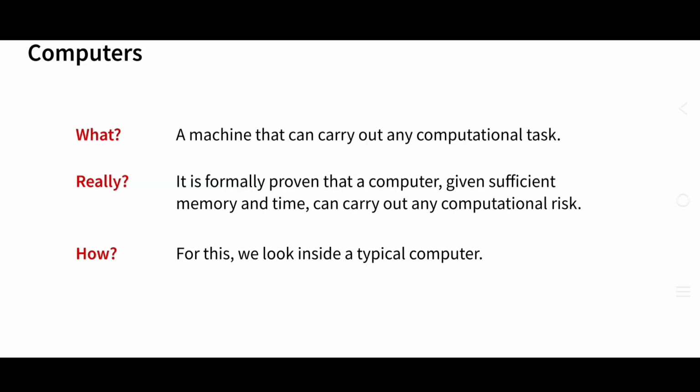First, the basic question is what is a computer, and is it really helpful for us or not? It's a machine that can carry out any computational tasks, and it is also proven that given sufficient memory and time, it can carry out any computational tasks. But how does it process? For that, we should look into the components which are present in a computer.